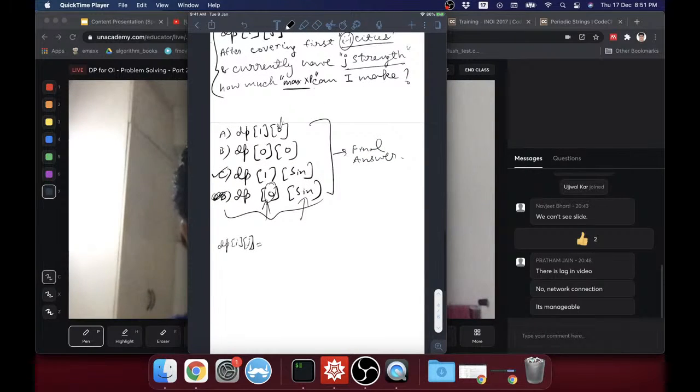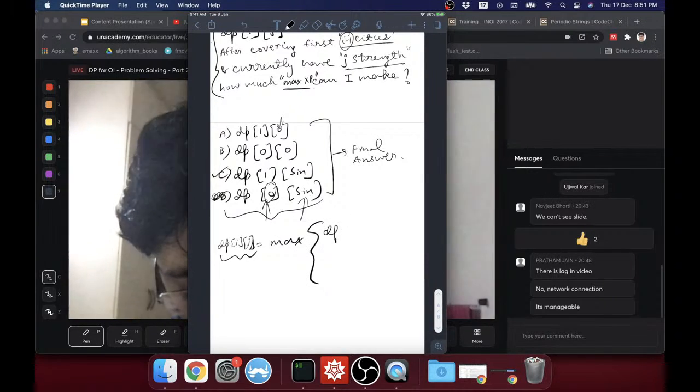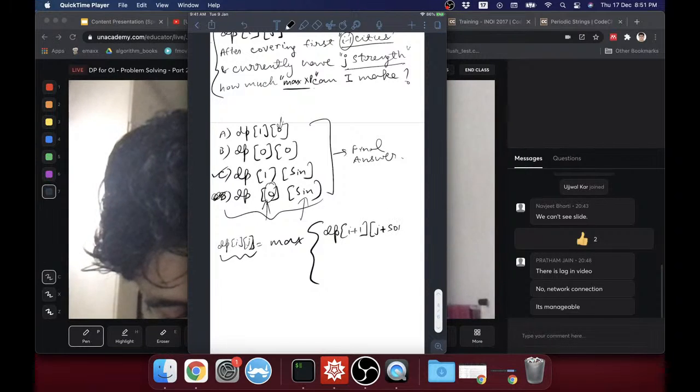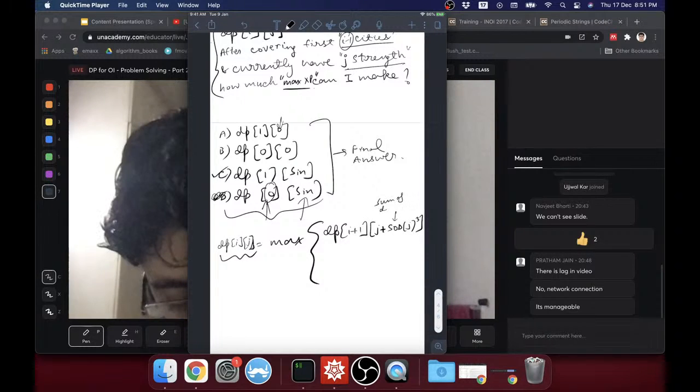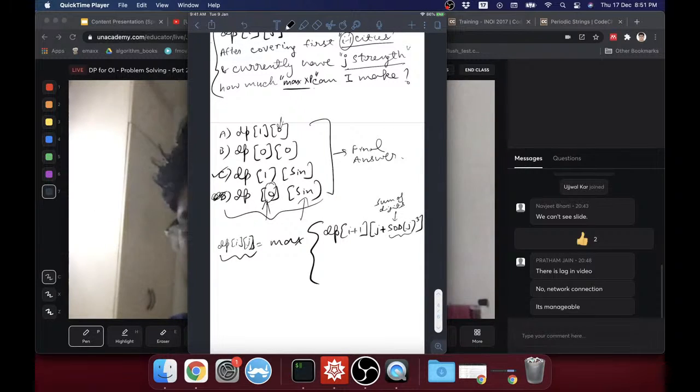So when you are at the ith city, what can you do? You can do 2 things. You take the max of both the things. Either you can train, so go to the next city with increased strength. SOD denotes sum of digits. So given a number, I pass the strength to the sum of digits function. It gives me a value, I cube it, and I add it to j.